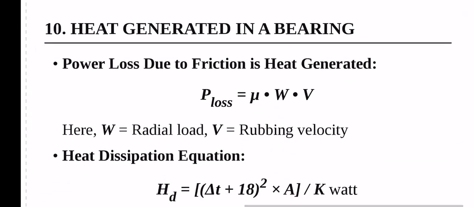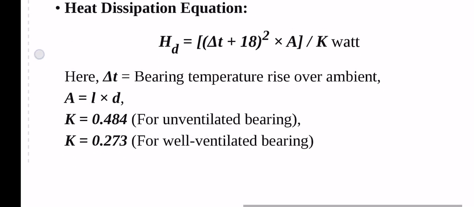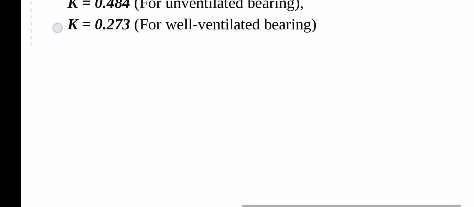Heat generated in bearing. Bearing power loss due to friction is heat generated. P loss is mu W V. Here W is radial load, V is rubbing velocity. Heat dissipation equation: HD is (delta T plus 18) whole square into A by K watt. Here delta T is bearing temperature rise over ambient. A is equal to L into D. K is equal to 0.484 for unventilated bearing, K is 0.273 for well ventilated bearing.